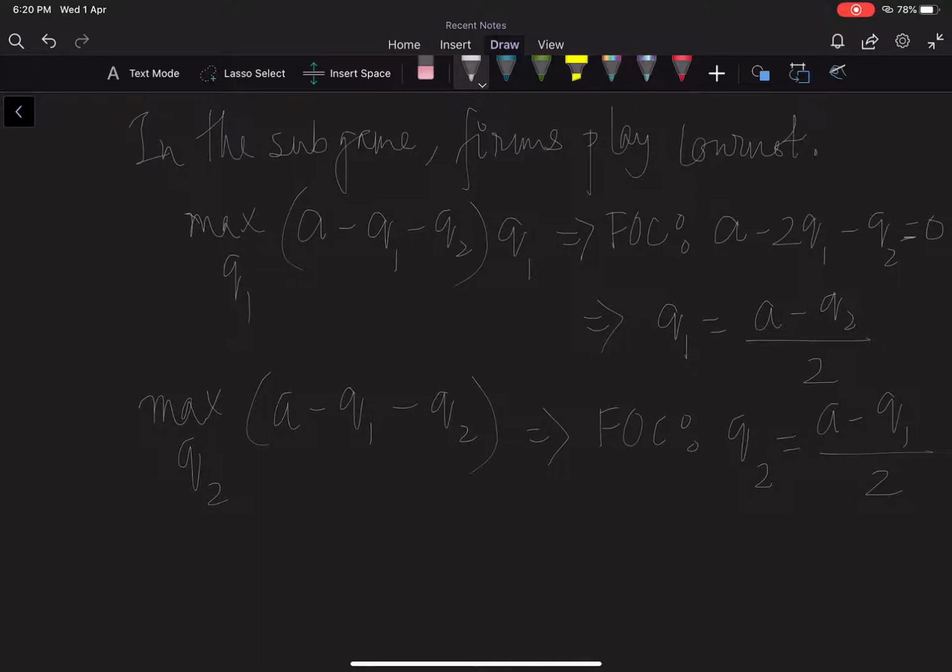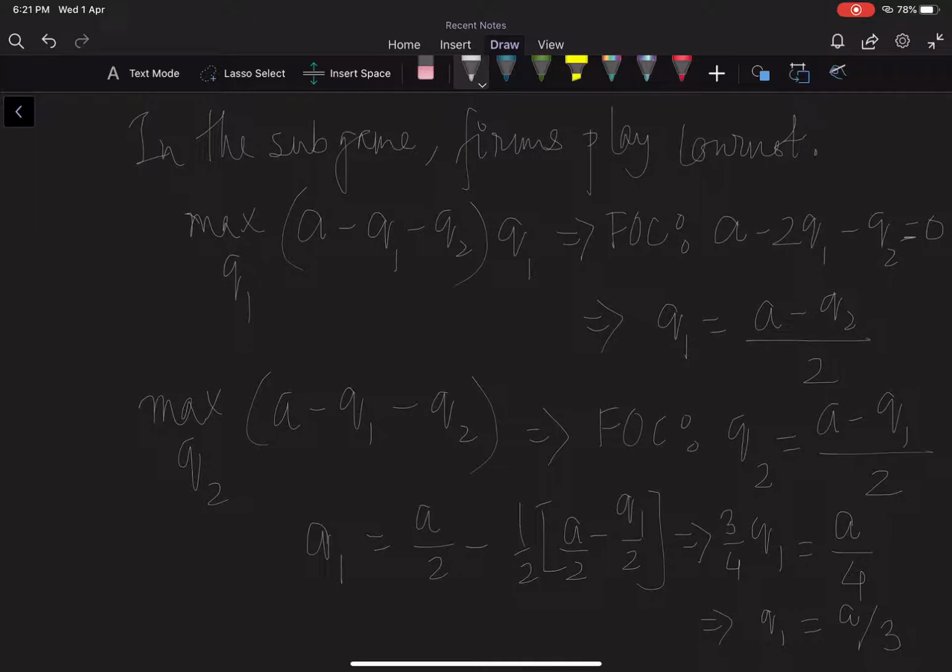So then the Cournot equilibrium is given by the values of Q1 and Q2 such that both best responses are satisfied, right? Because Nash equilibrium means they have to be mutual best responses. So if I plug Q2 into Q1, I get Q1 equals A by 2 minus half of Q2, which is (A minus Q1) by 2, right? So that gives me 3/4 of Q1 is A by 4. So that gives you Q1 as A by 3.